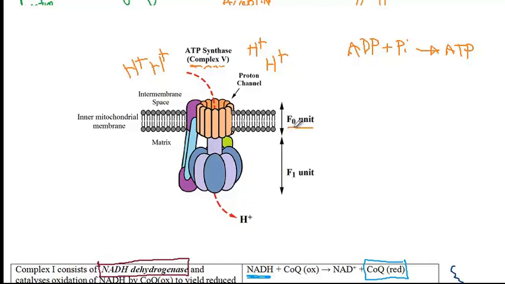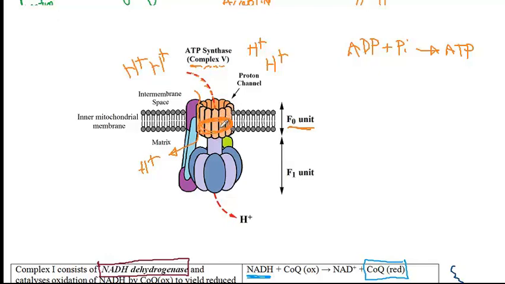It has an F0 unit, which is a hydrophobic segment that has an ion channel that allows H+ to move from the intermembrane space to the matrix. And here, for simplicity, I've shown the H+ running through the pore, but actually H+ will enter from the side, from the intermembrane space into the matrix. And by doing so, the energy from the movement of H+ will cause rotation of the F0 subunit.